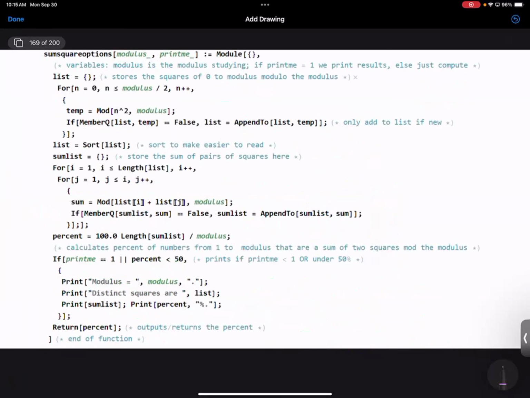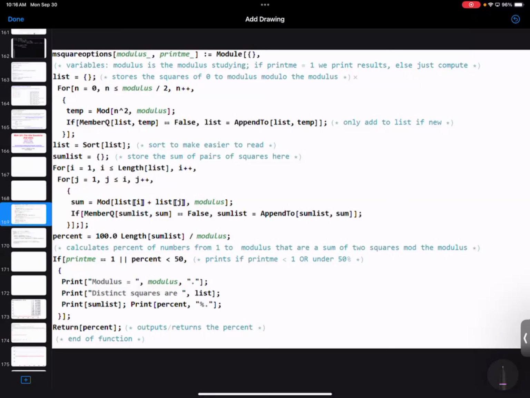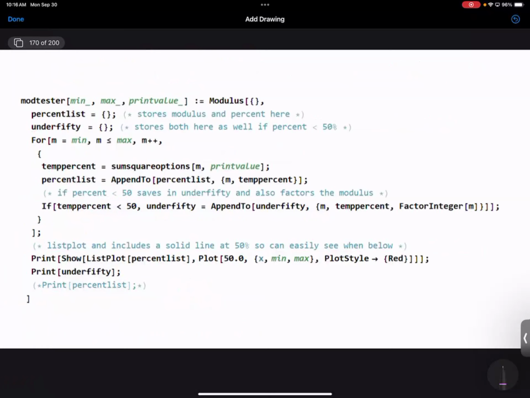So what I did is I wrote some code in Mathematica. What this does is you give me a modulus, and I can decide whether or not I want to print things out, and it will go through and calculate how many distinct sums of squares we get for summing two different squares. What fraction of the residues are hit? If you want to do a range of moduli, you just write another program that calls it. Try to have things with good names, mod tester. Okay, that should hopefully be clear what this is doing. And then it will run through, save results, and print things out.